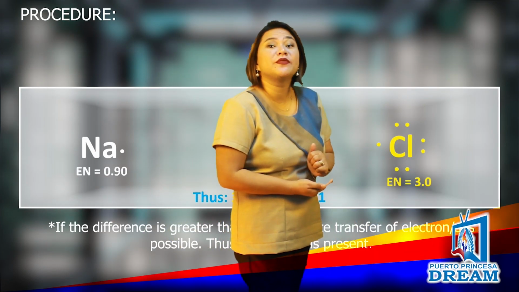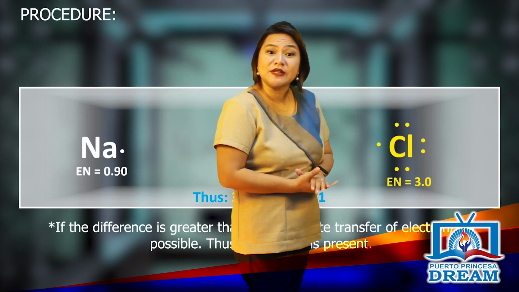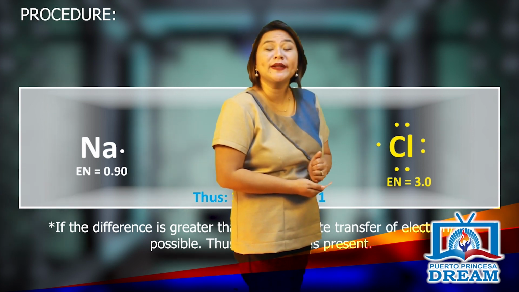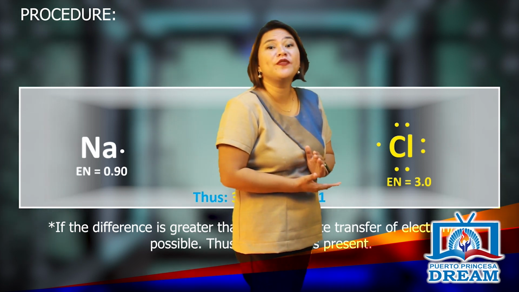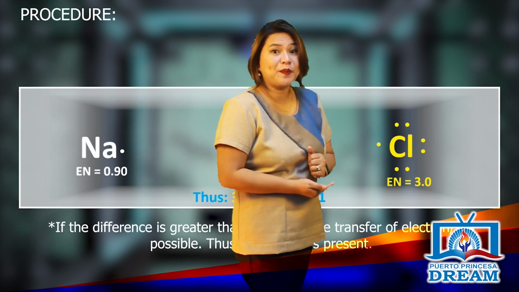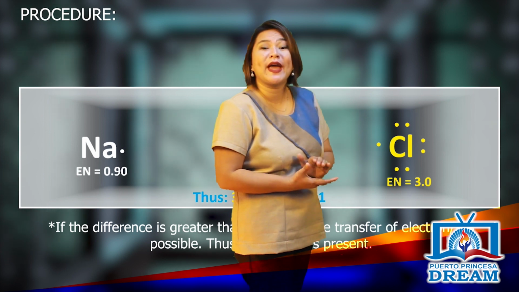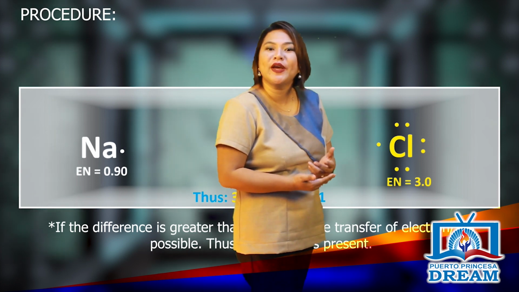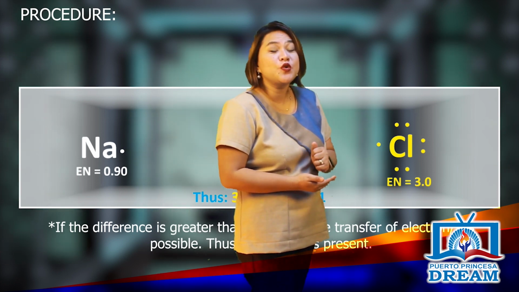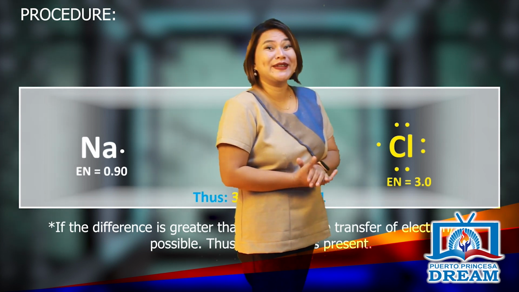Remember that if the difference of the electronegativity value is greater than 1.9, then complete transfer of electron or electrons is possible. Thus, in our example for sodium chloride or NaCl, which has an electronegativity difference of 2.1, ionic bond is present.